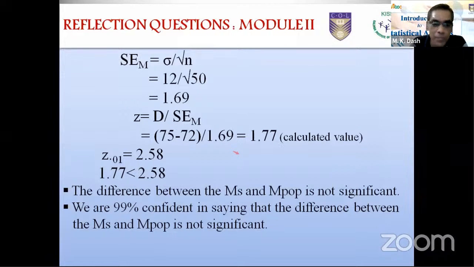So what is the probability? The probability is 0.99. And the probability of the chance of error is 0.01.